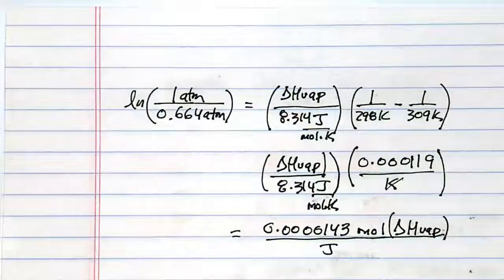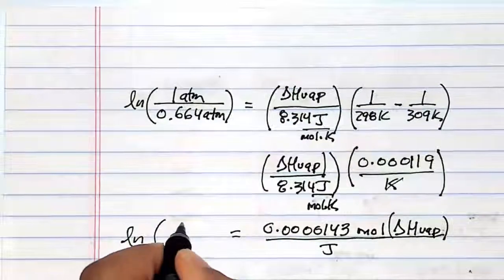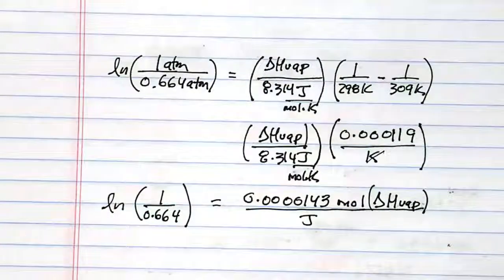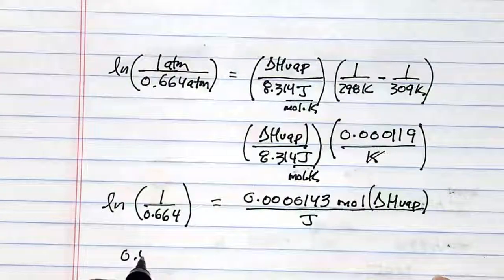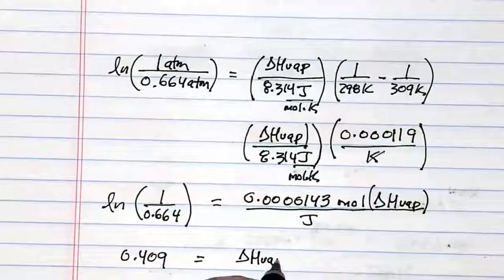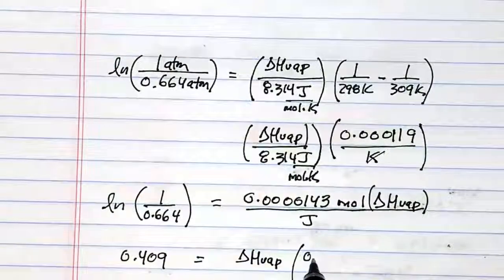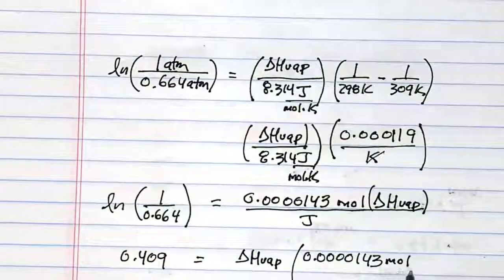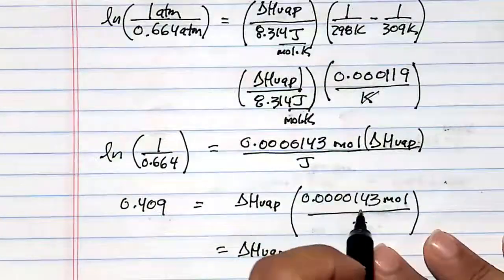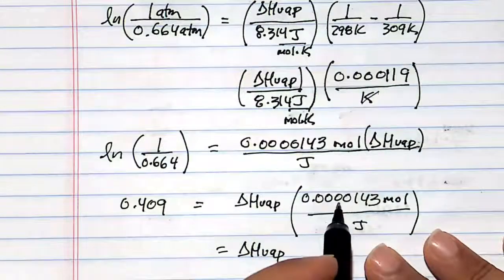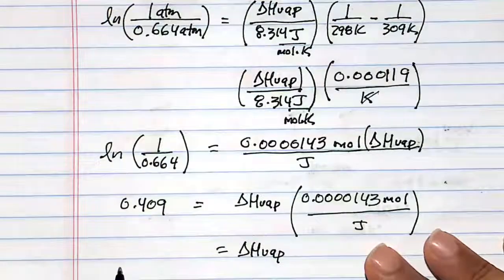And that has to equal the natural log of 1 over 0.664. Atmospheres cancel. So I'll go ahead and put that in our calculator. And in my calculator, I get 0.409 has to equal the delta H of vaporization, enthalpy of vaporization, times 0.0000143 moles over joules. I'm going to take 0.409 and divide it by 0.0000143.